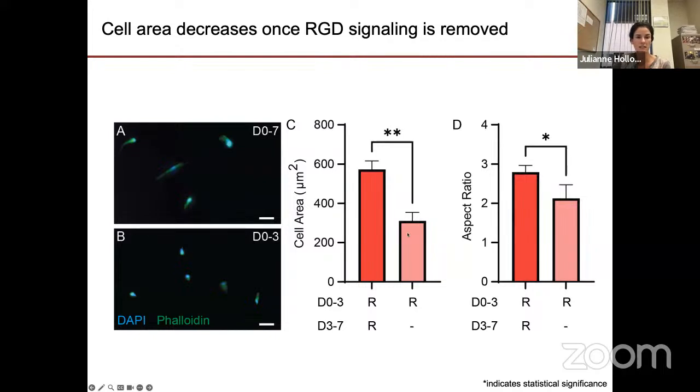And we do in fact see that the cell area decreases once that RGD signal is turned off, as well as the aspect ratio. And we can see that in these images as well. So we are in fact able to control cell area using this platform, which is quite exciting. And this is at very low concentrations of RGD. So 50, I think we selected 50 microns for this study. And so that's why the cells aren't super spread, but even with these small concentrations, we're able to demonstrate control over the cell spreading with time.